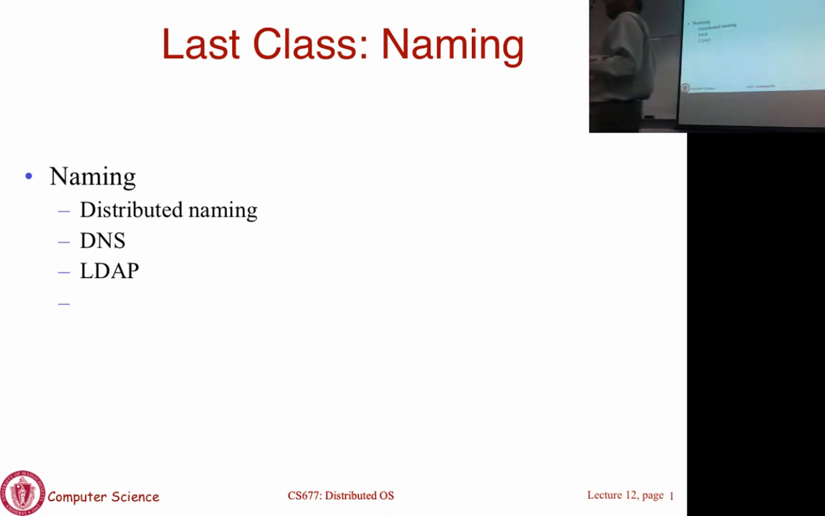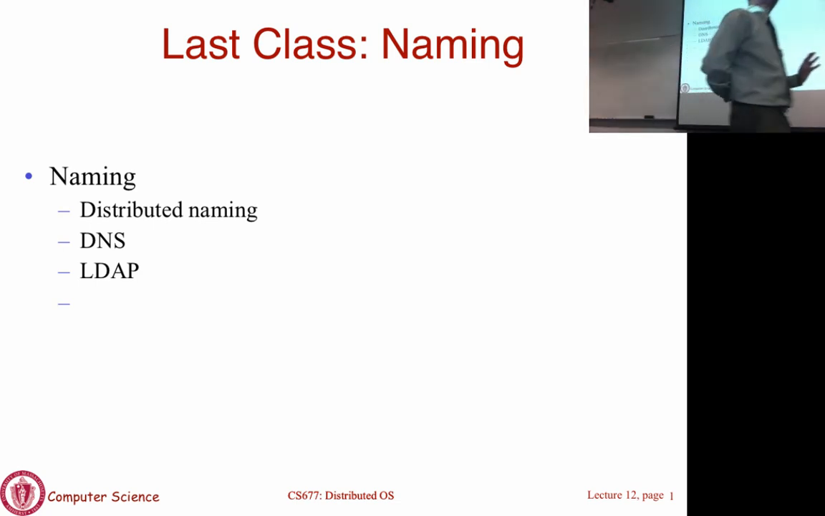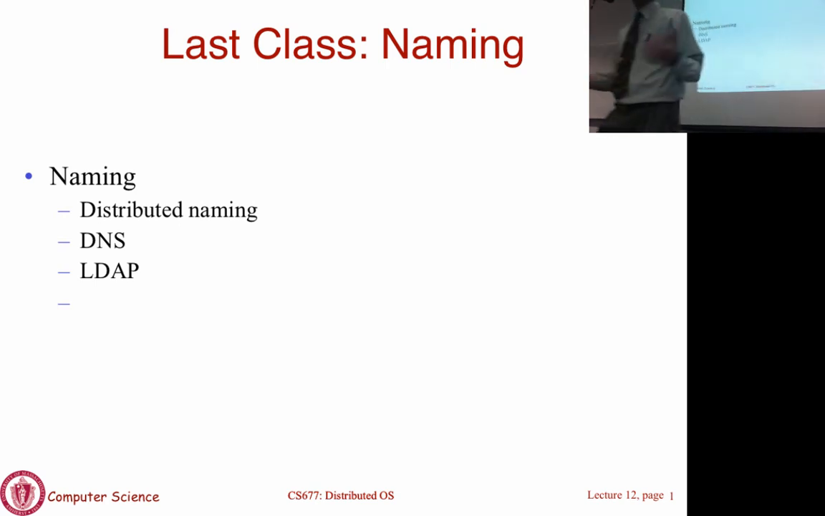And the main takeaway was when you have very large distributed systems with lots of objects, the naming system itself has to be distributed to scale to this very large system. And we looked at the example of DNS, which is the naming system for the internet, clearly one of the largest distributed systems out there as a whole. So we saw how you can have a distributed naming system that's hierarchical.